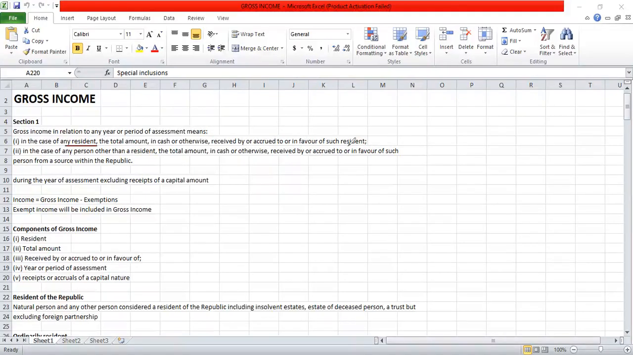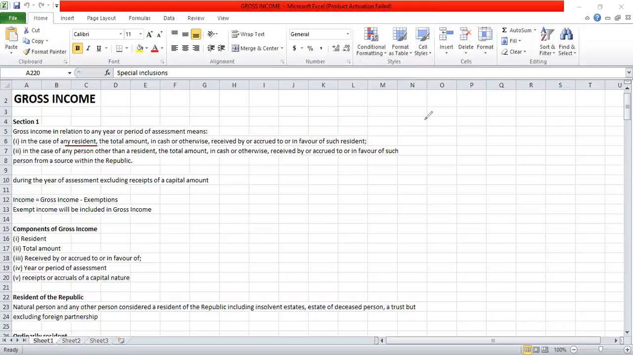Tax in South Africa is paid on a residence basis. That means if you are a resident of South Africa, you are supposed to pay tax on all your income that you receive from everywhere. That is, if you receive income from Kuwait, you are supposed to pay tax. Income from Iran, from Ukraine, from Mozambique, from Zimbabwe, you are supposed to pay tax.